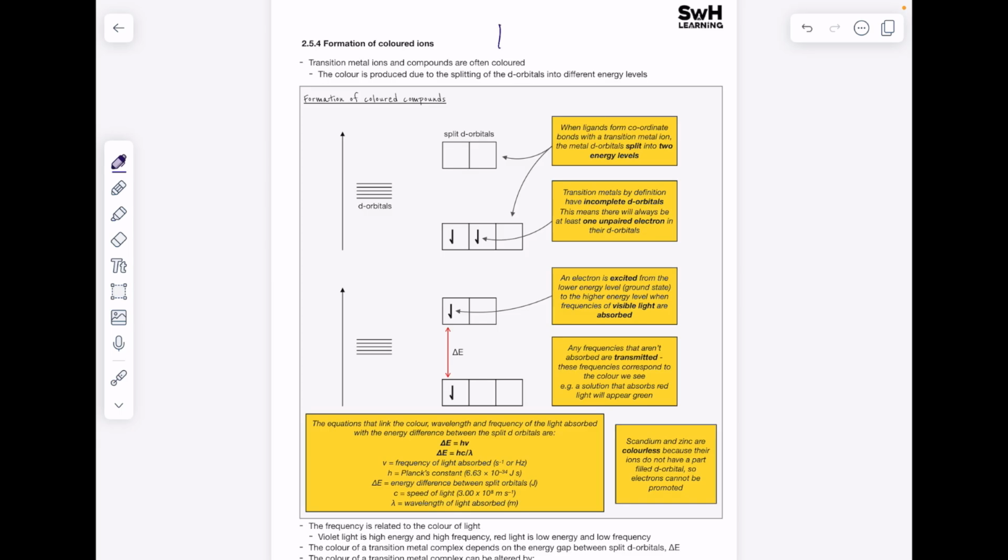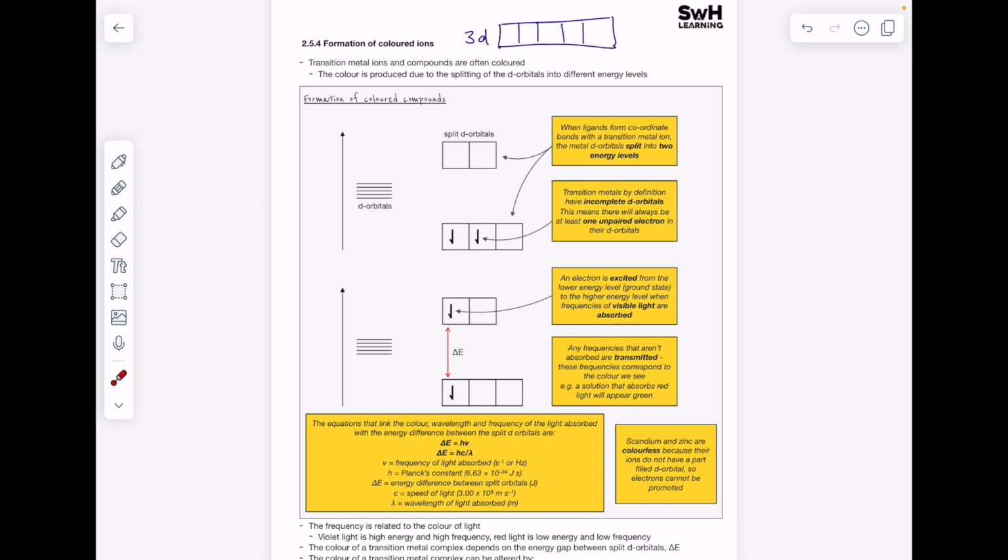Now the first thing to be aware of is that 3d sublevel. We know it consists of 5 orbitals, but the truth of the matter is that in the case of transition metal ions, when ligands form coordinate bonds with them, the metal d orbitals split into 2 energy levels, as we see here, as opposed to the more typical representation there. And because transition metals by definition have incomplete d orbitals, this means that there'll always be at least one unpaired electron in their d orbitals.